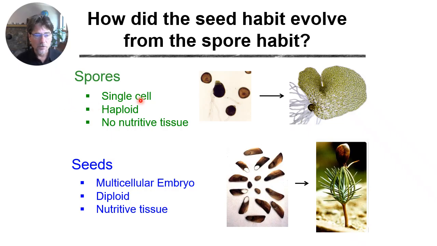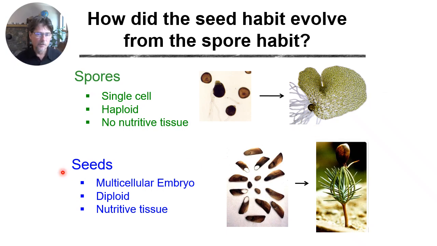Those spores are single haploid cells. They don't have any reserve tissue or nutritive tissue. And basically, in the picture here, these represent spores from a fern plant. And so these spores have a short period of time before they have to germinate and begin doing photosynthesis right away and develop into a free-living gametophyte, which eventually will produce gametes. So that's the spore habit.